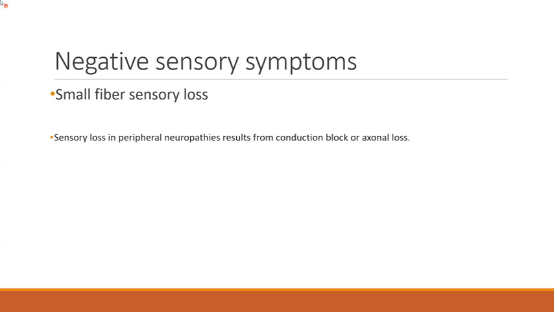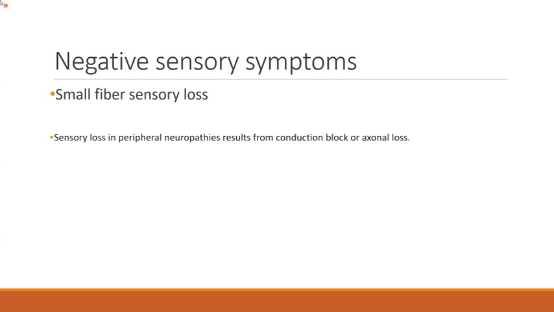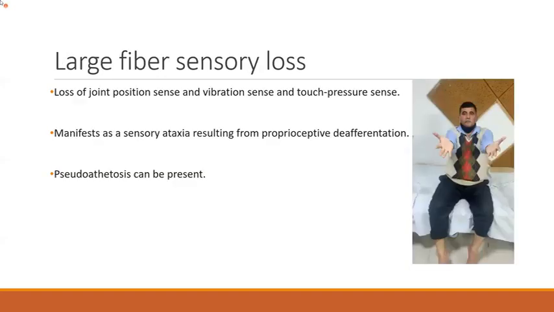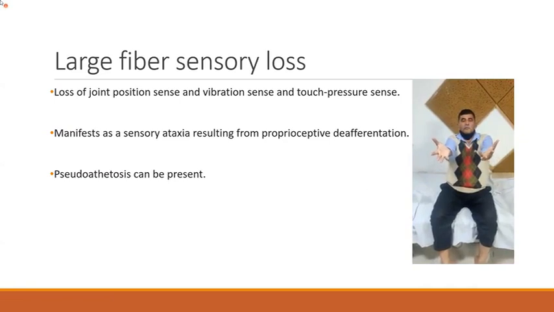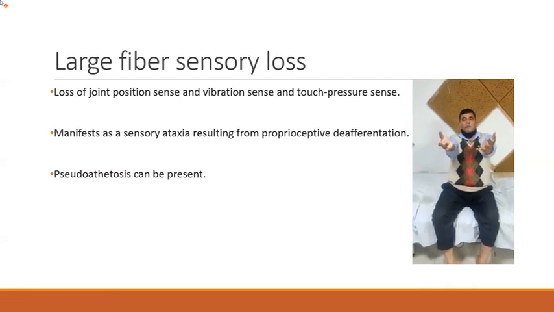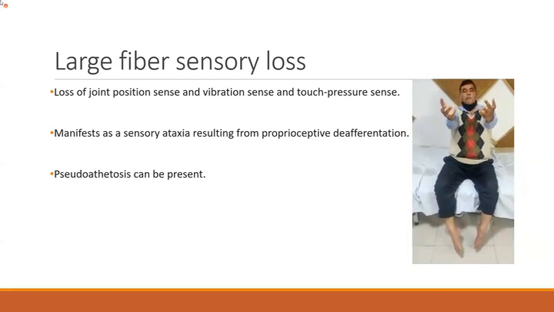After positive sensory symptoms, there are negative sensory symptoms, which include sensory loss of small fiber type or large fiber type. Any sensory loss can result from conduction block or axonal loss. The small fiber sensory loss manifests as loss of pain and temperature. And large fiber sensory loss manifests as loss of joint position, vibration sense and touch pressure sense. It can manifest as sensory ataxia from proprioceptive deafferentation, and pseudoathetosis can be present. See in this patient, when he closes his eyes, there are slow writhing movements of the fingers. This is called pseudoathetosis. This is due to deafferentation, loss of joint position and vibration sense in the lower limbs and upper limbs.